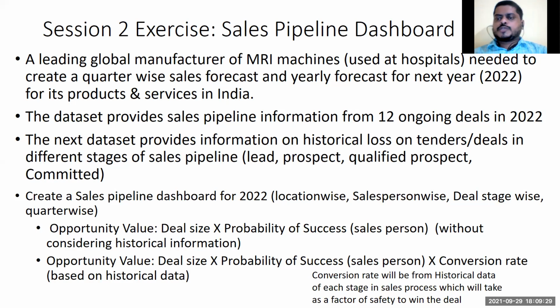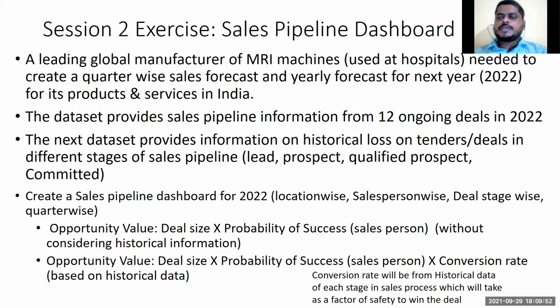Now, what do we mean by opportunity value, when I'm going to calculate that sales pipeline value? If you open that Excel file, that sales pipeline data, there is something called deal size, then probability of success, right? So what is that probability of success? That is given by the salesperson. Salesperson one, two, three, four. There are four salespersons there, right?